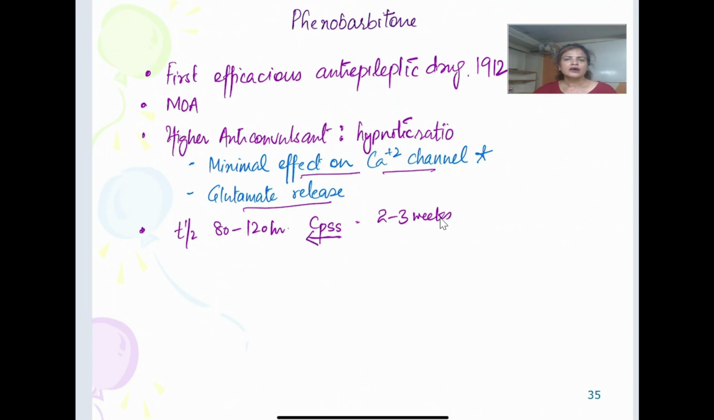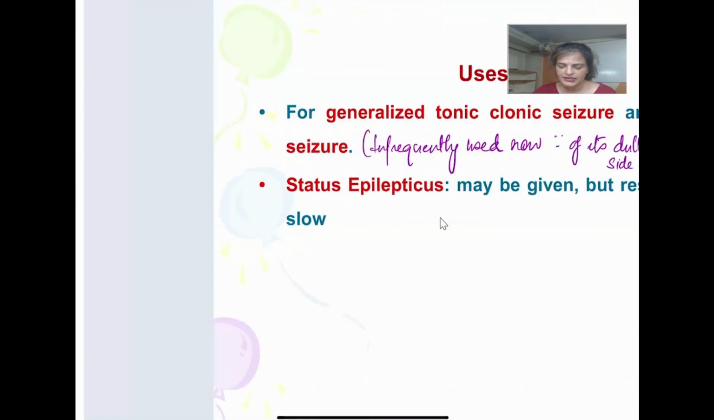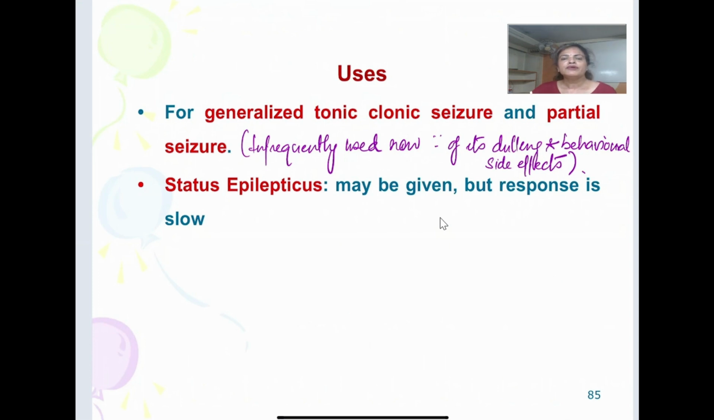So this drug, earlier we were using, the only drawback with this drug is its sedative. It has sedation, so that is the only drawback. So we were using it earlier for the generalized tonic-clonic seizure and both the partial seizures, whether simple partial seizure or the complex partial seizure. But it is not used now because of its dulling and behavioral side effects. Other side effects are also there, which we will be seeing in the next slide. And in status epilepticus we can give, but the response is very slow.